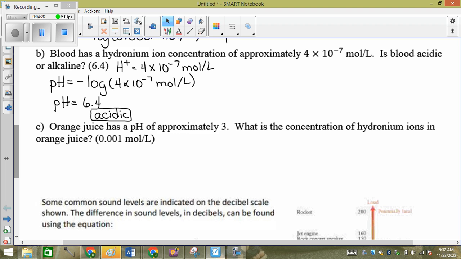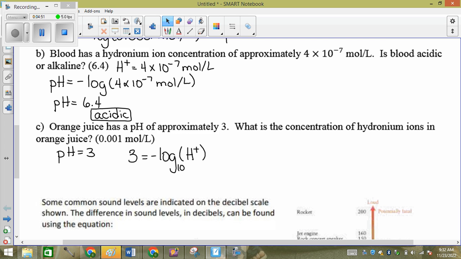So orange juice has a pH of approximately 3. What is the concentration of hydronium ions in orange juice? So we have 3 equals negative log H+. And what did I tell you to do whenever a log doesn't have a base? 10. Make a base of 10, because that will often help you out.